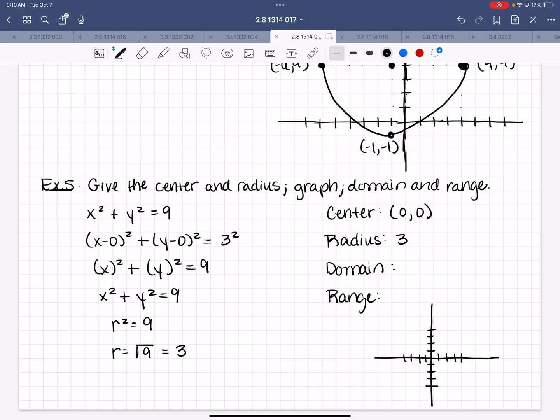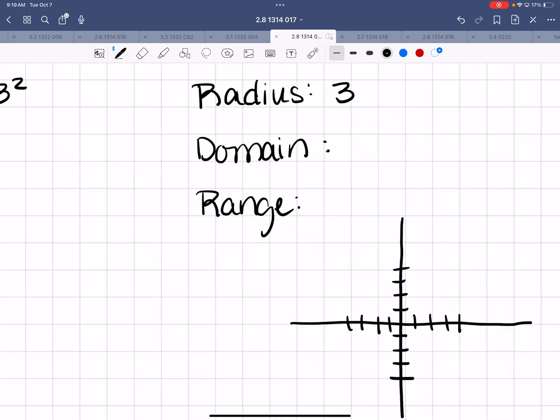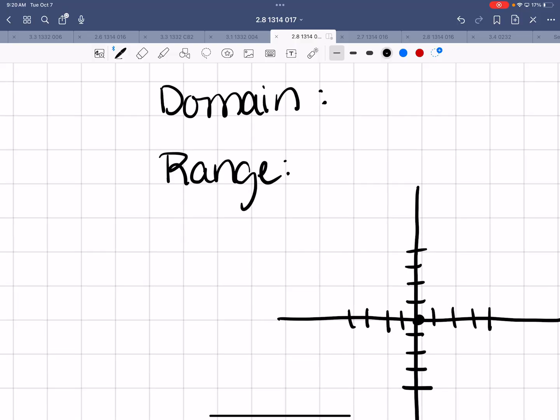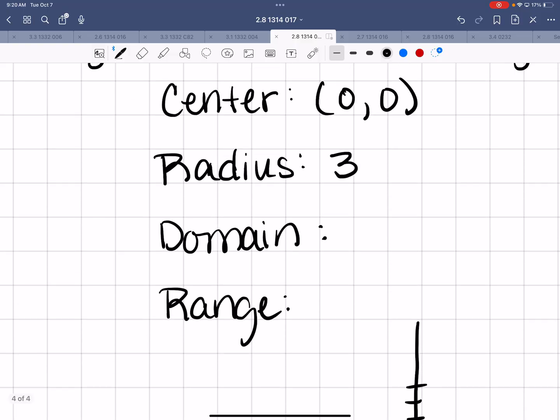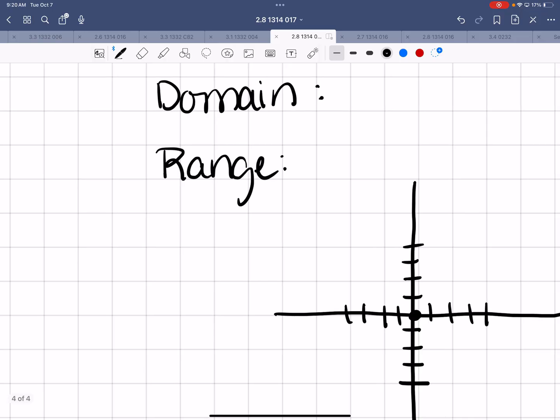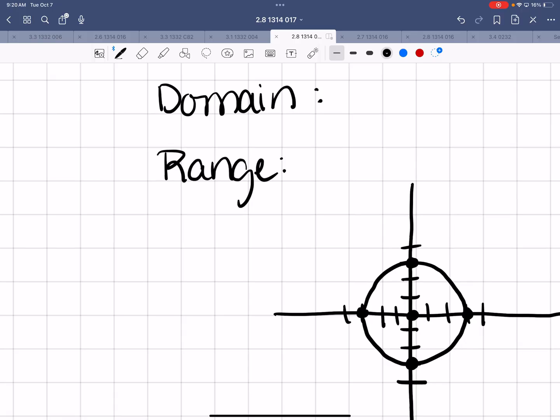Okay, so I have a center at 0, 0. Let me blow it up for y'all. I have a center at 0, 0. Then if my radius is 3, I'll go up 3, 1, 2, 3. I'll go right 3, 1, 2, 3. And I'll go left 3, 1, 2, 3. And I'll go down 3, 1, 2, 3. And then it breaks the mold there because the circle's going to be so great. Actually, that's not too bad looking. Better than the last one I did.